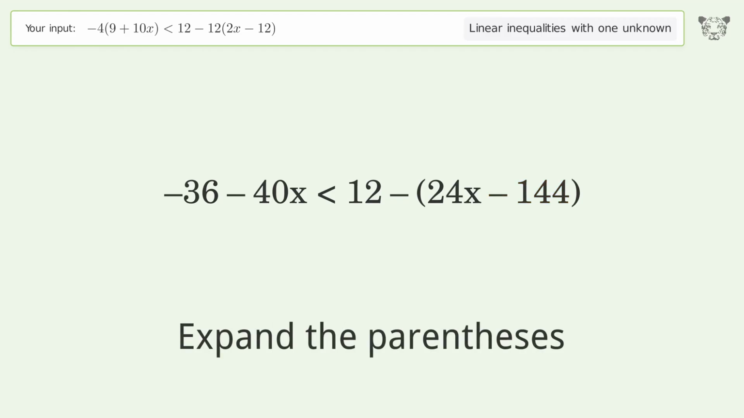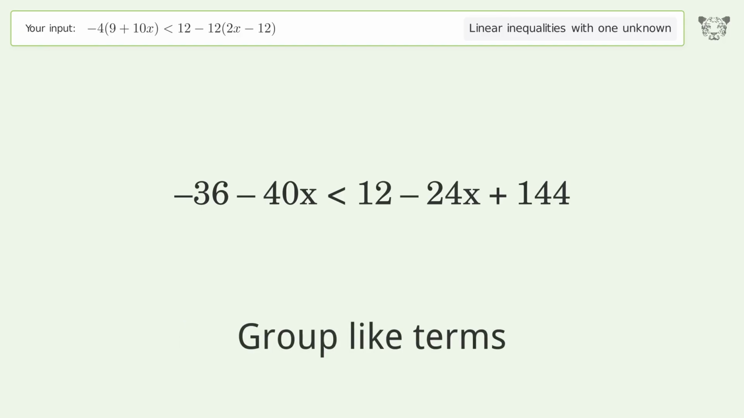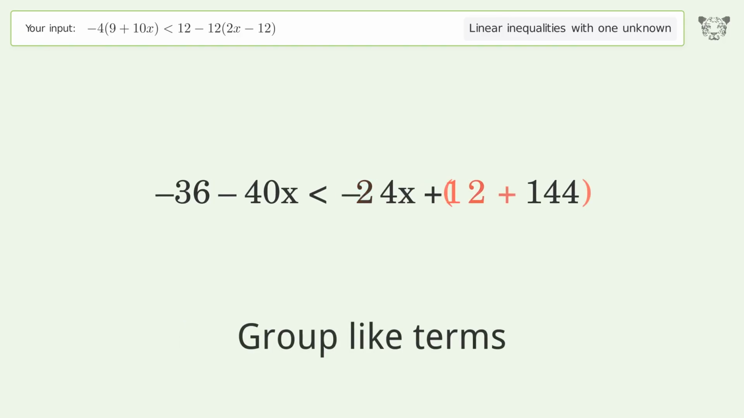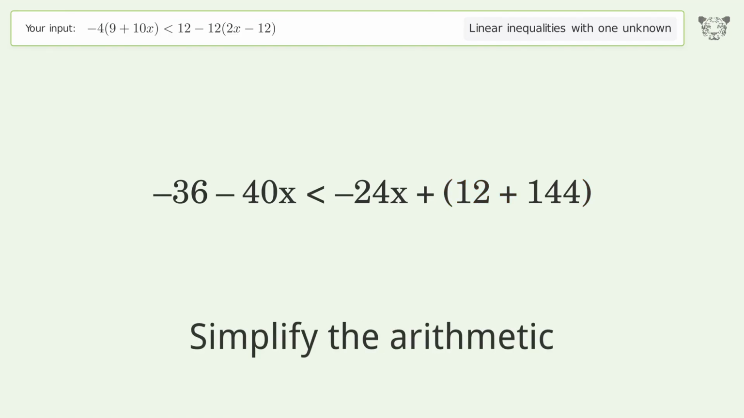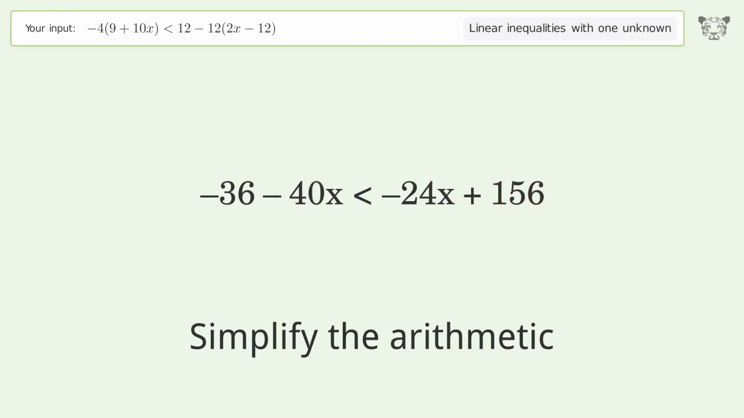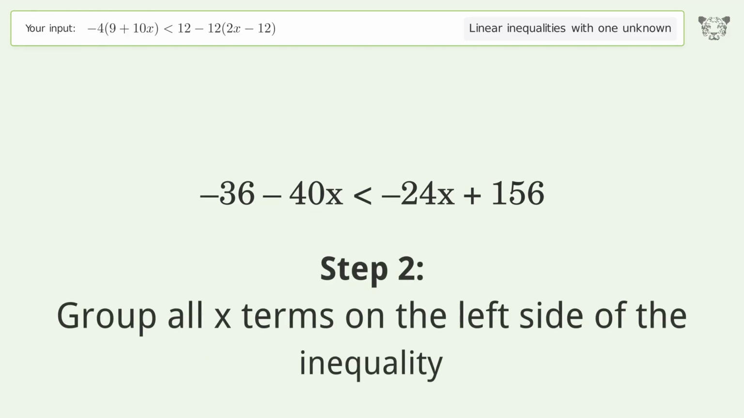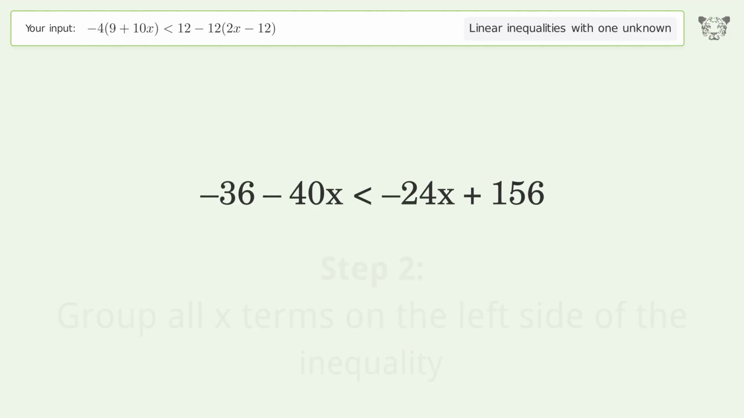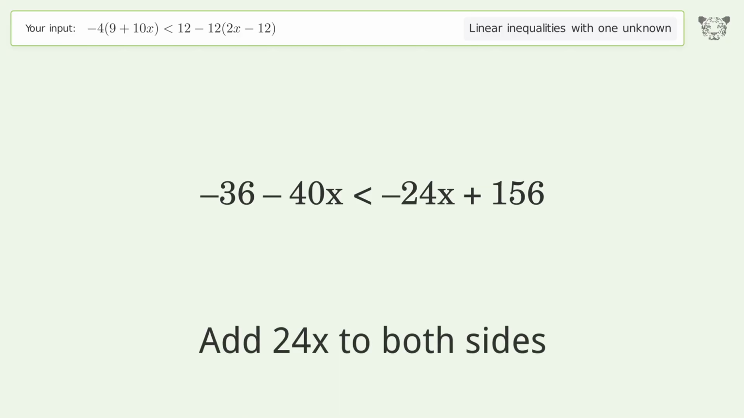Expand the parentheses. Group like terms. Simplify the arithmetic. Group all x terms on the left side of the inequality. Add 24x to both sides.